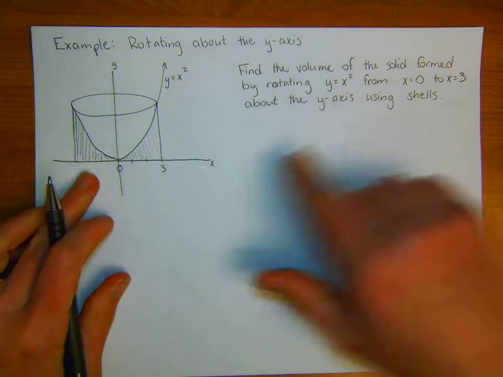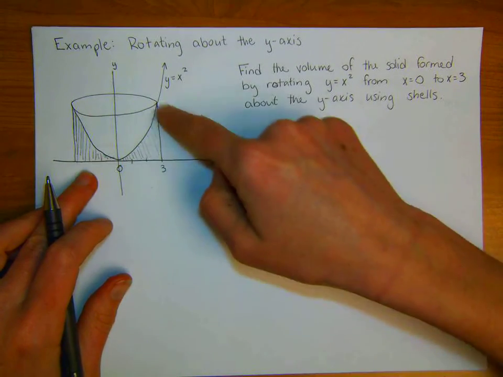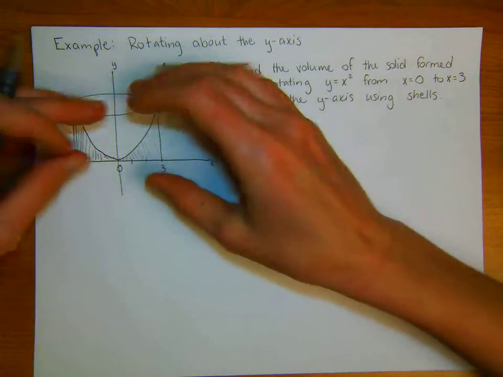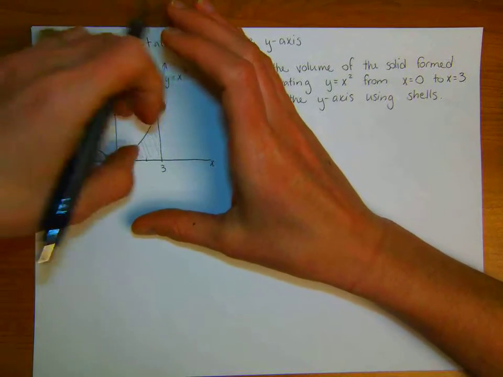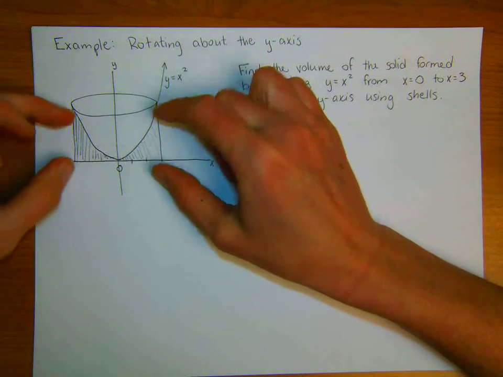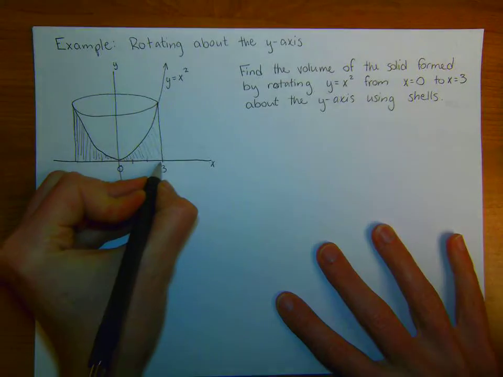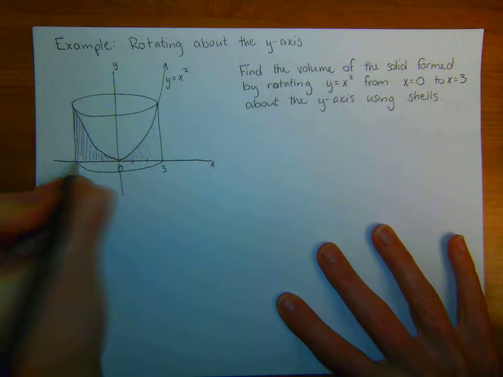I'm finding the volume of the bottom piece. So I'm sort of taking the cylinder and hollowing out the cup. I don't want the top parabola cup part. I only want this base part, which has a circular base.